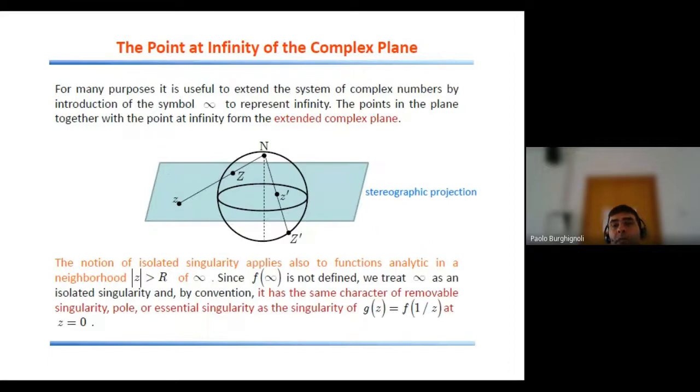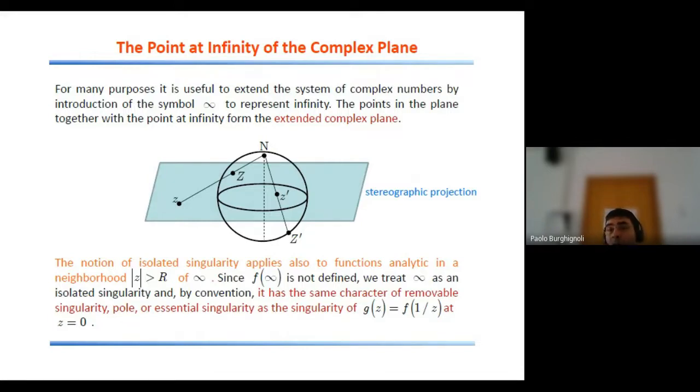For example, the exponential function, which is entire, so it's a function holomorphic in the whole complex plane, has an essential singularity at infinity, as you can guess from its behavior on the real and imaginary axis. If you examine the behavior on the real axis, you will discover that if you go to infinity along the negative real axis, the exponential function becomes a real exponential and goes to 0. But if you go in the opposite direction along the real axis, it goes to infinity exponentially.